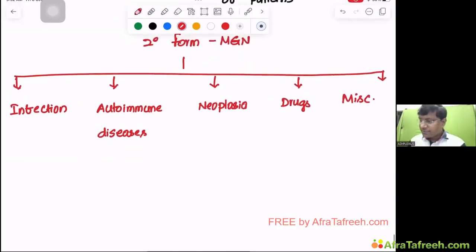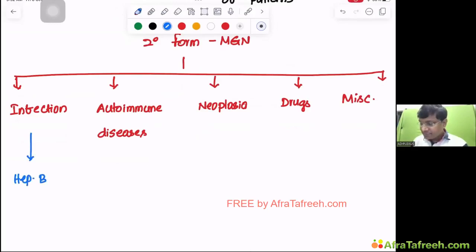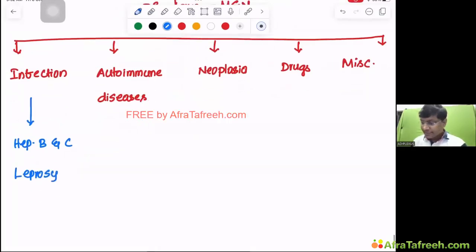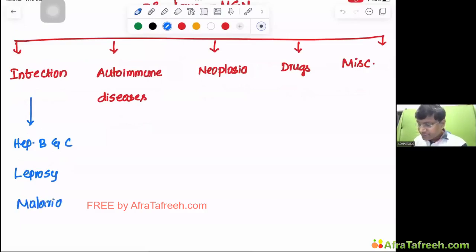First, you take the infections. They are mainly the viral infections or viral hepatitis, that is hepatitis B as well as hepatitis C. And next is leprosy, right? Yesterday regarding leprosy, we were discussing one point, right? We use clofazimine in this. So what is the effect of clofazimine in the kidney? Yes, very good, Hari. There will be red color urine. Okay. Next, malaria is another infection which can cause secondary membranous glomerulonephritis.